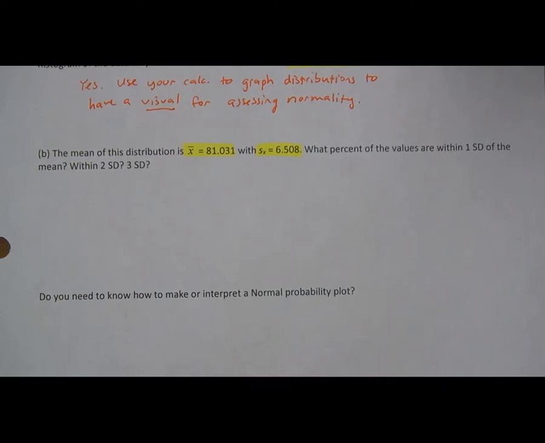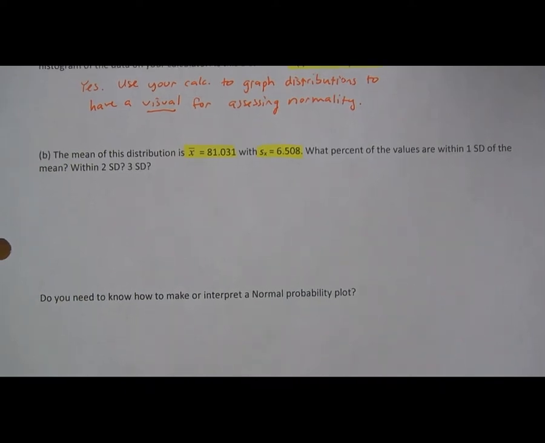But that's all we're going to check for really quickly, is we're going to see what percent of the values are within 1 standard deviation of the mean, within 2, and within 3. And if we get percentages close to what the empirical rule says, then we have assessed for normality, and we can say, yes, this is roughly normal, or approximately normal.